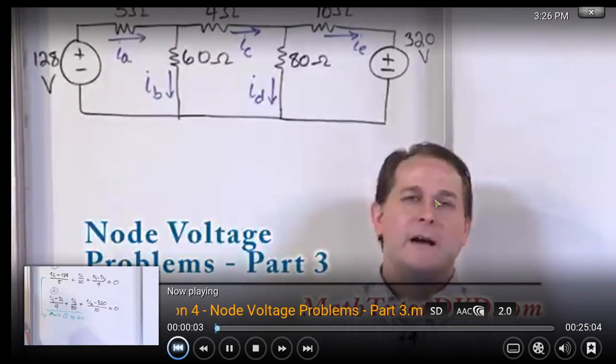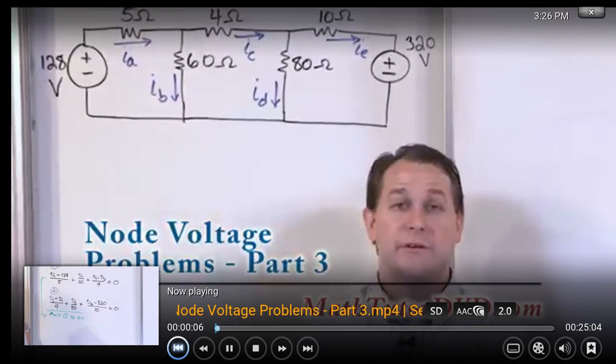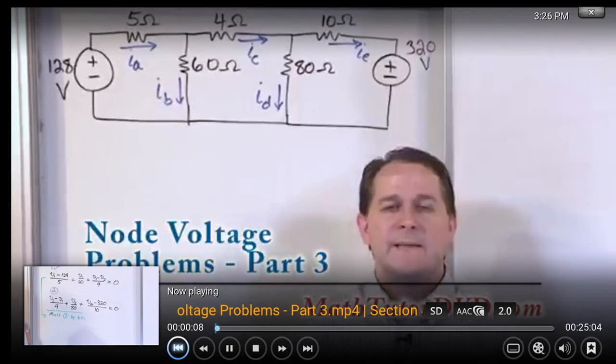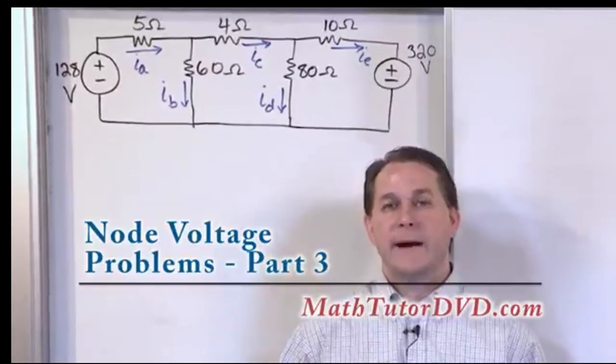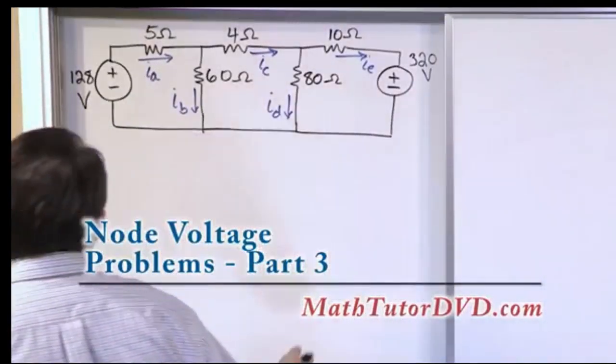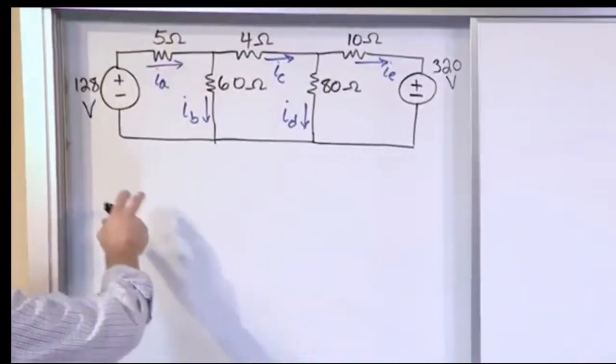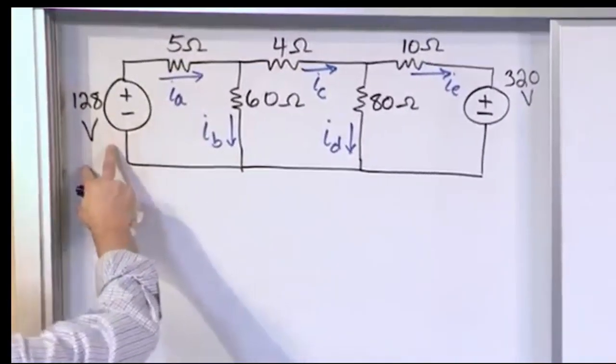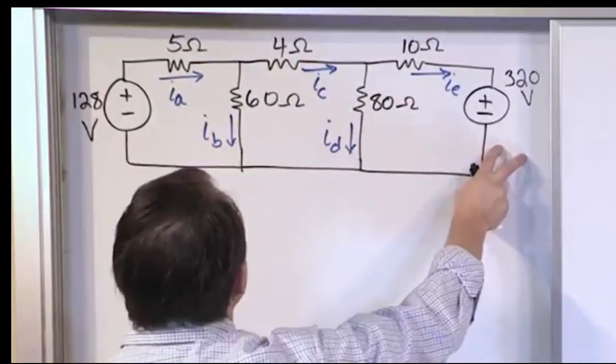Analysis tutor. Here we're going to solve the circuit on the board using the node voltage method. And this is something you might actually see on a test or in a homework assignment. You'd be given a problem like this, fairly complicated, as we have two voltage sources. We have 128 volts, we have 320 volts.